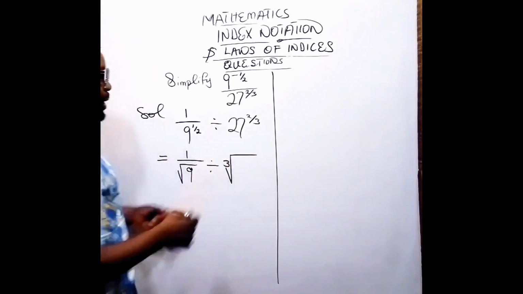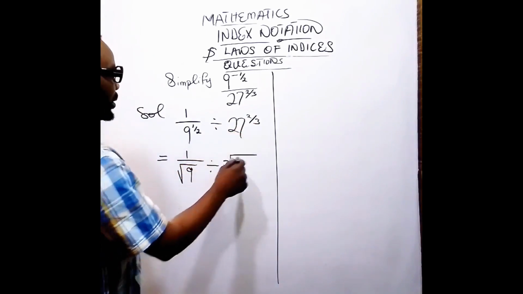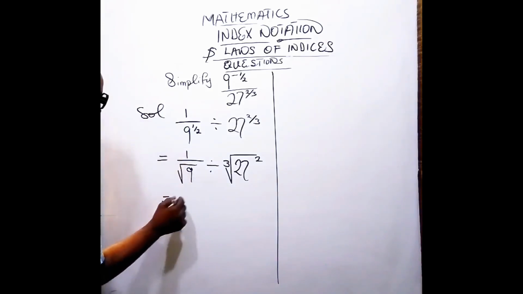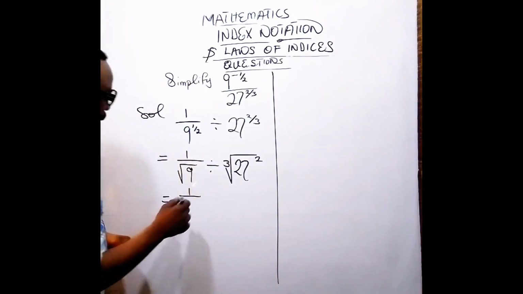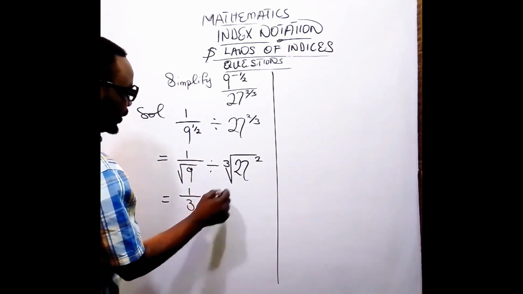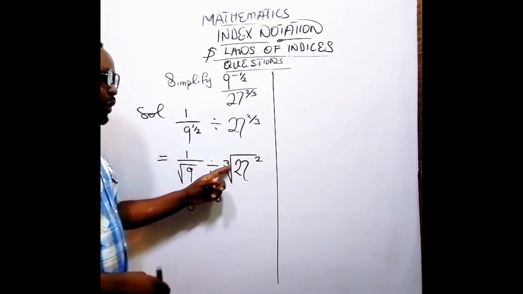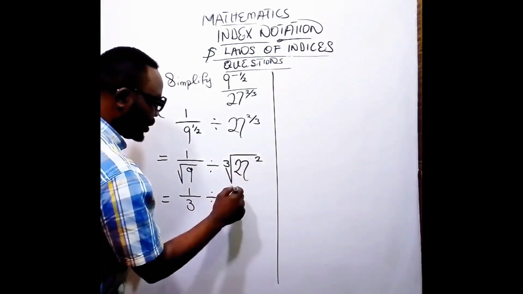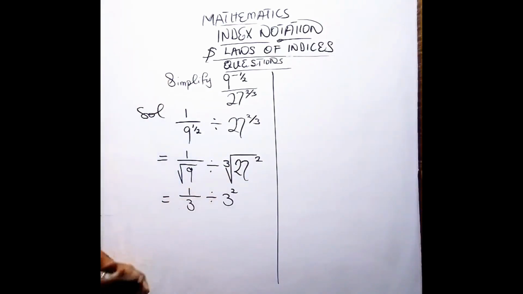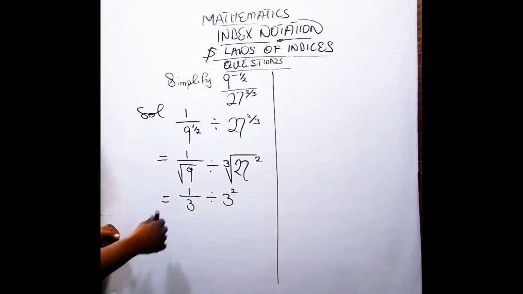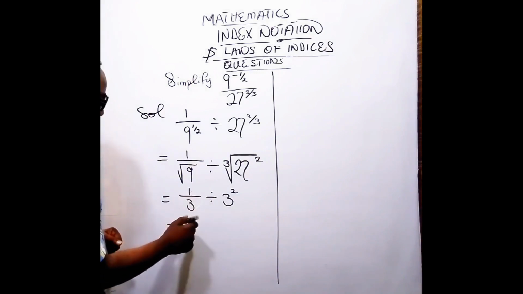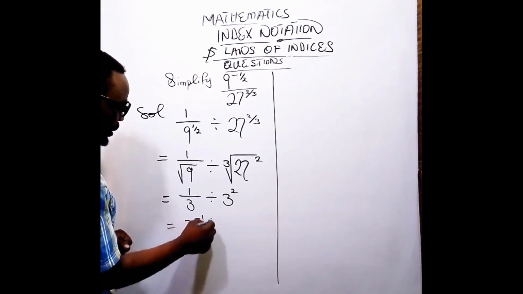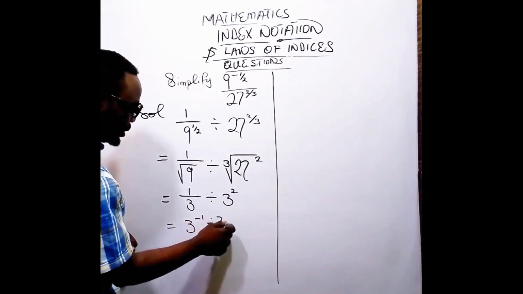what is going to be here? What's the denominator? 3. So it is the cube root of 27, raised to the power of 2. Now, this will become 1 over, what's the square root of 9? That's 3. Divided by the cube root of 27, which is 3, raised to the power of 2. You can see we have been simplifying it accordingly. So this will now become 3 raised to the power of minus 1 divided by 3 raised to the power of 2.